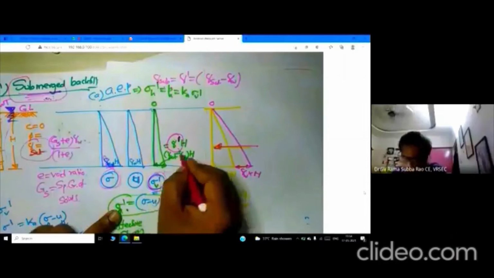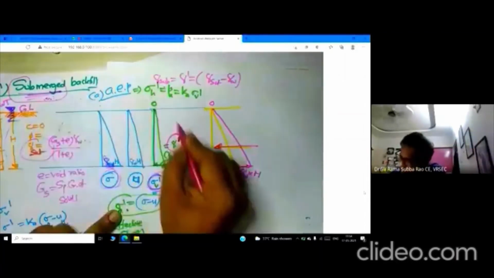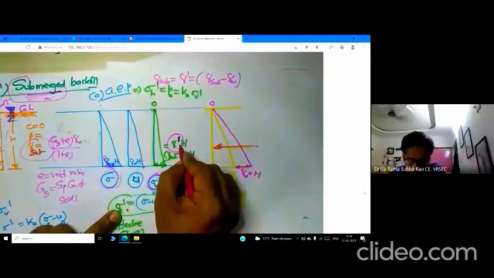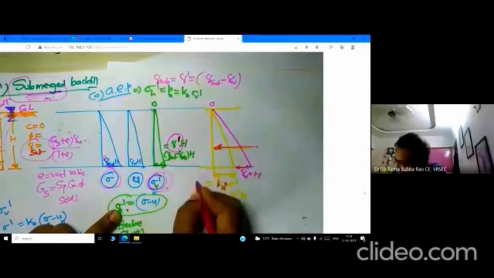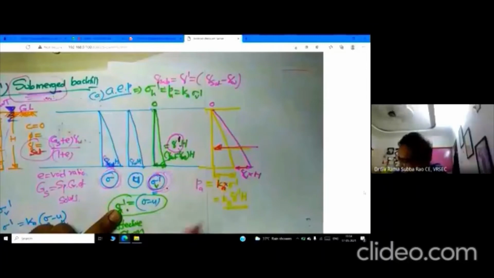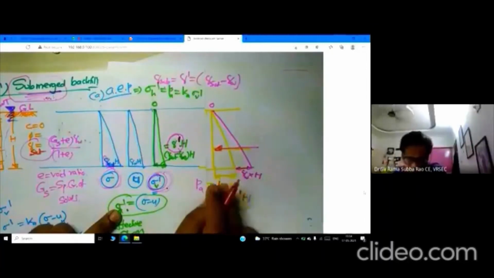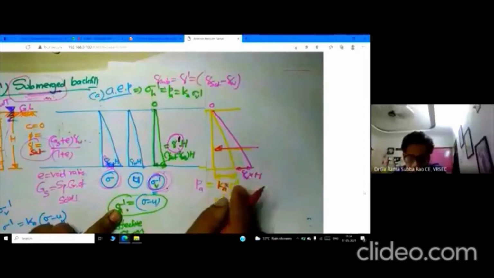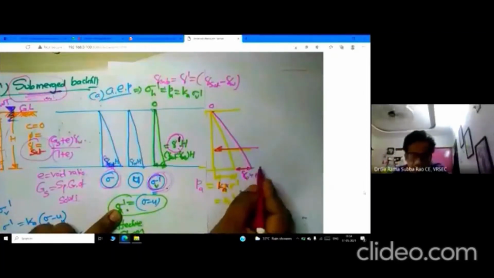Whenever the water table is at ground level, you show gamma prime in the pressure distribution diagram. Now I have decided I want to calculate active pressure, so I multiply with Ka. So Ka into gamma dash H. Now this is about lateral earth pressure, and apart from that, you need to add hydrostatic pressure exclusively.